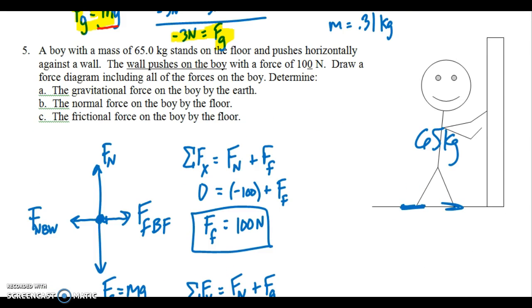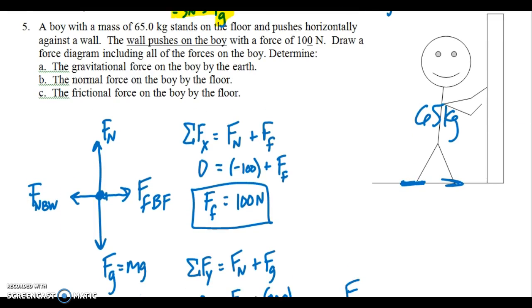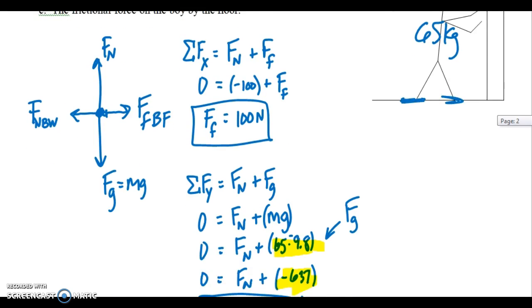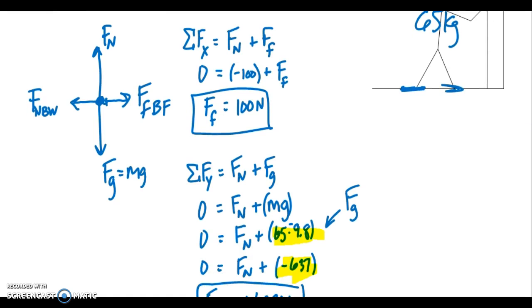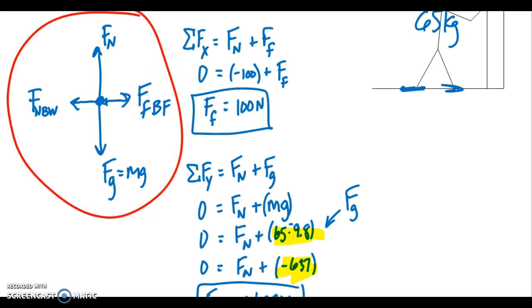The next problem on the handout, a boy, 65 kilogram mass, he pushes horizontally against the wall. The wall pushes on him with a force of 100 newtons. Draw a force diagram and include all the forces on the boy and determine these 3 things you see here. Here's the work for that. Again, there's our force diagram to start. That's the first step we'll always do.